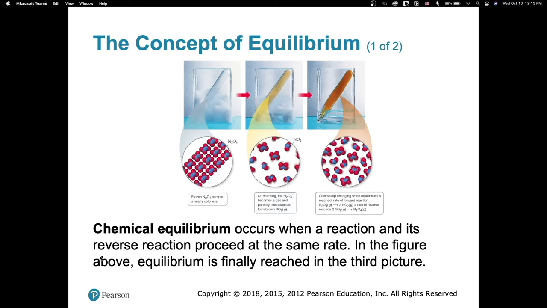But in reality, that's not true. In reality, this reaction will proceed until what we call the equilibrium point. The equilibrium point will have a mixture of both reactants and products, right? Here we have nitrogen dioxide and dinitrogen tetroxide all mixed together, right? And that's called the equilibrium point.